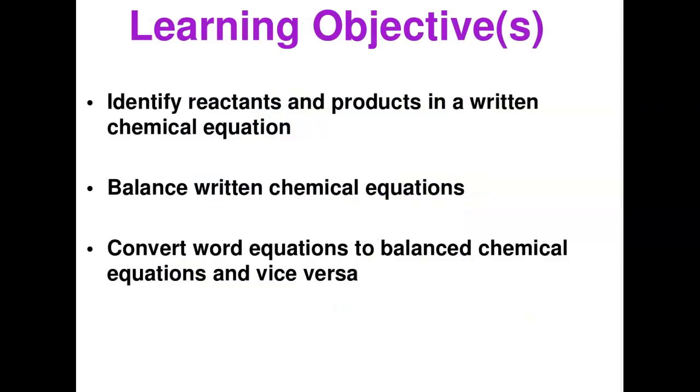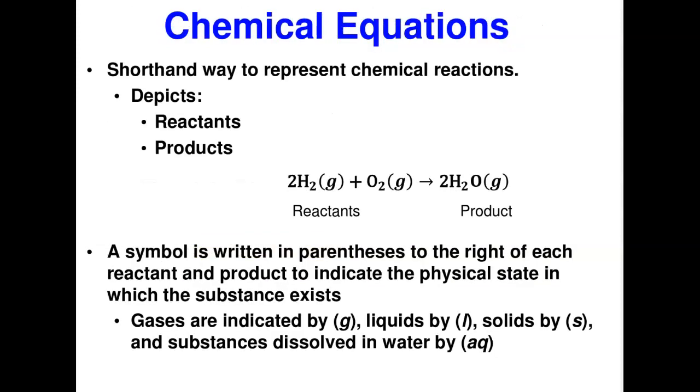Today, we intend to address three things in particular. We'll identify the reactants and products in a written chemical equation. We'll balance written chemical equations, and then we'll convert word equations to balanced equations, and vice versa. We can also convert from written equations to word equations, as the case may be. So these are the questions you are expected to answer by the time you finish listening to this class.